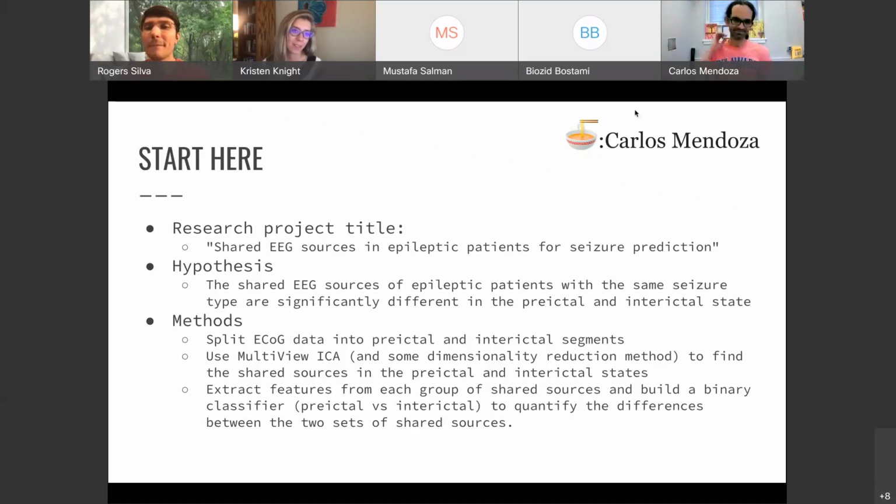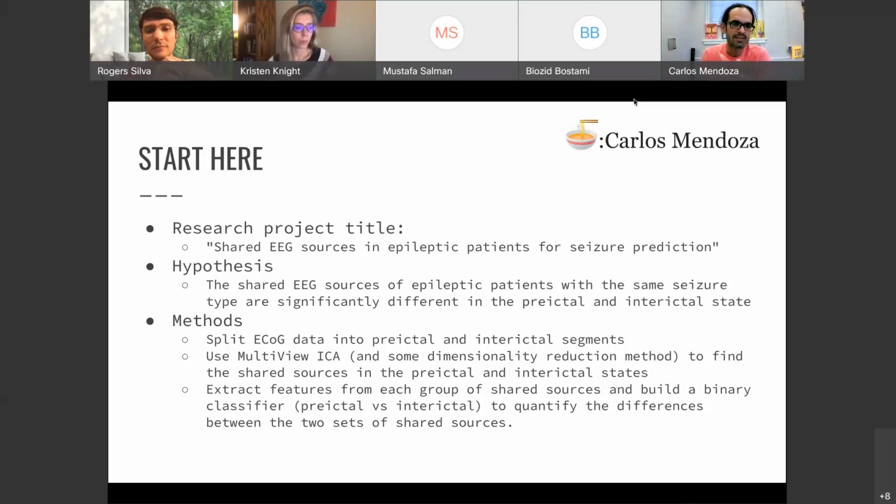Okay, so after reading the paper, I didn't read the appendix, just the main paper, I came up with this imaginary follow-up project that is the purpose of this role. So I propose a project applying this to epileptic ECoG data for seizure prediction.